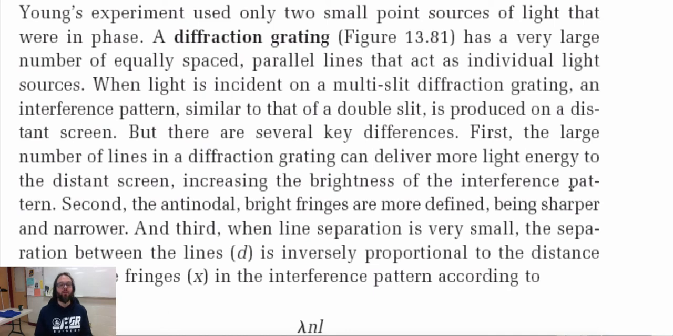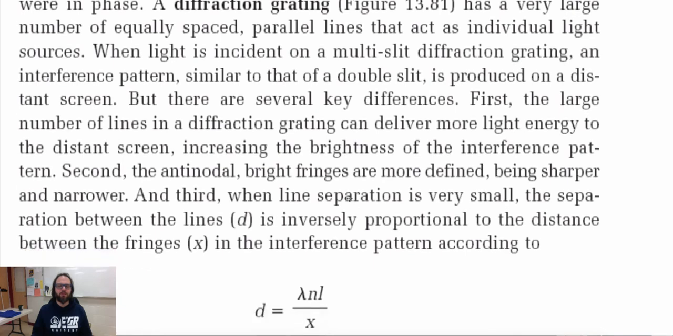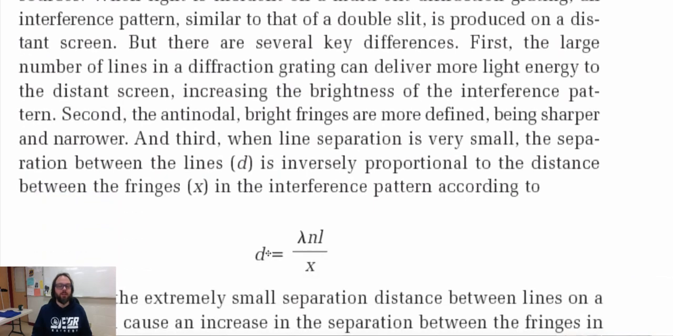Second, the antinodal bright fringes are more defined, being sharper and narrower. And third, when the slit separation is very small, the separation between the lines D is inversely proportional to the distance between the fringes. This interference pattern is using this here.